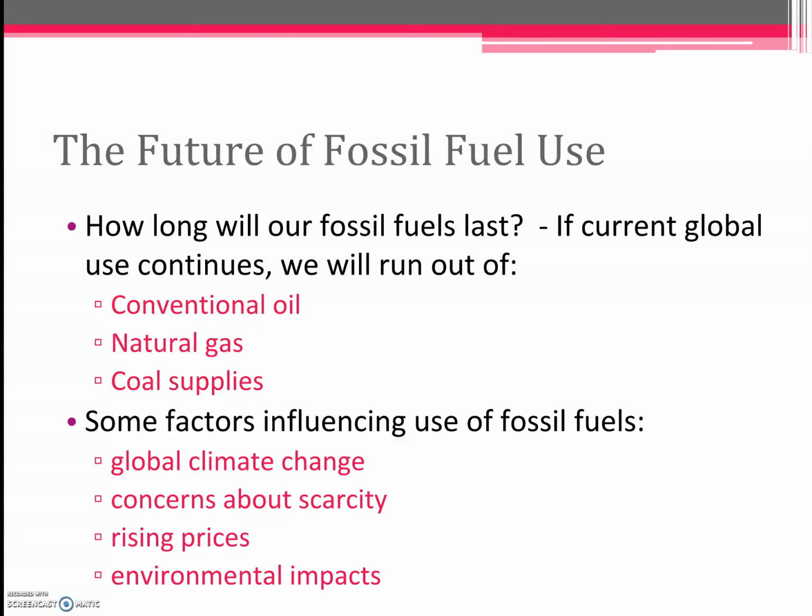Some of the current motivations for moving to renewable energy sources are things like global climate change. We're starting to see that this is a problem, that it's anthropogenic, which means humans are causing it. It's not when will we run out, but how will we transition to the next phase of energy. There are concerns about scarcity, the environmental impacts such as the carbon dioxide being produced, and rising oil prices.